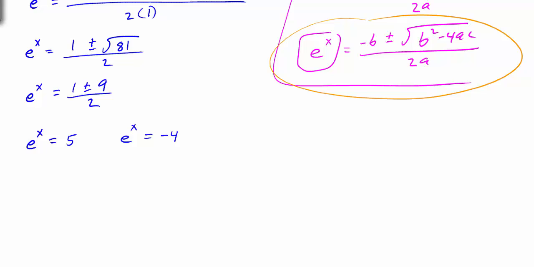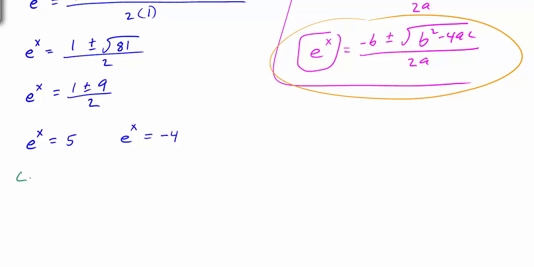And now at this point, we need to remember 5 and negative 4 is not the answer, because e to the x is equal to 5 and e to the x equals negative 4. We need to solve for the variable x. So once again here, to get rid of this e, we could simply write this in logarithmic form, or we could think of taking the natural log of both sides.